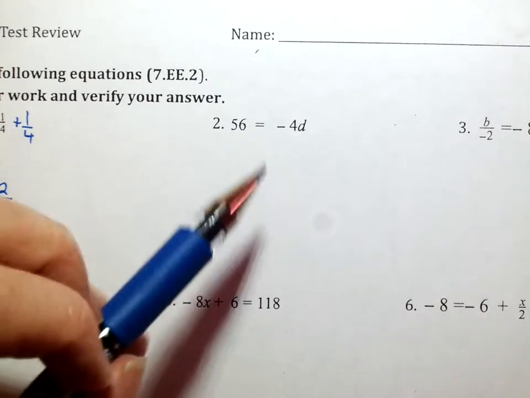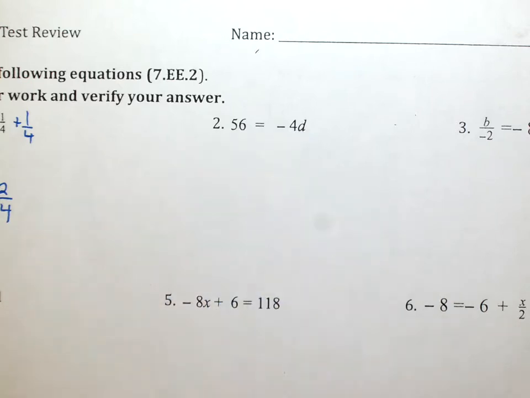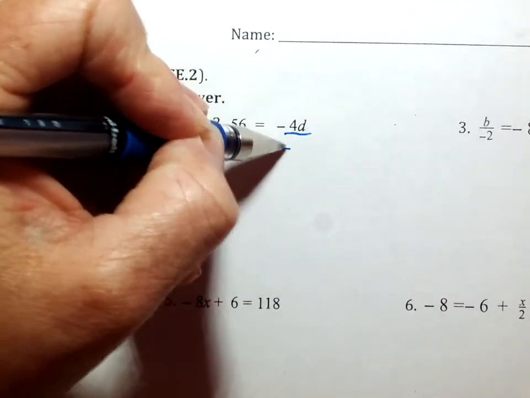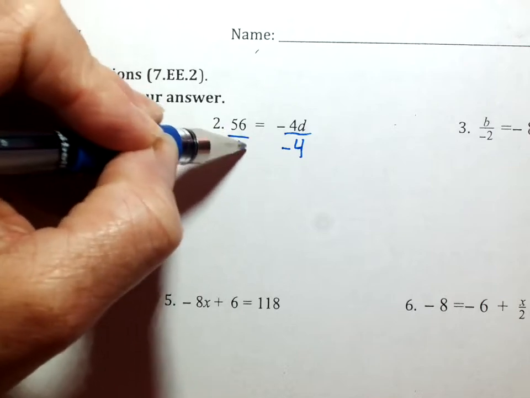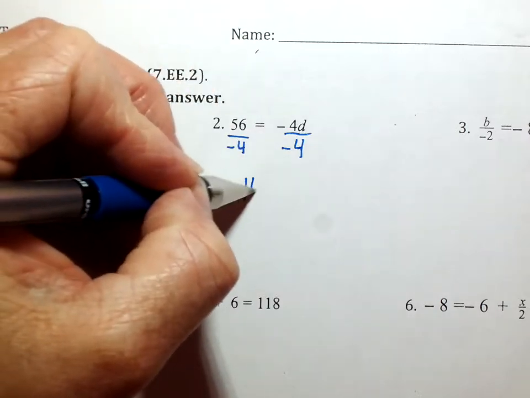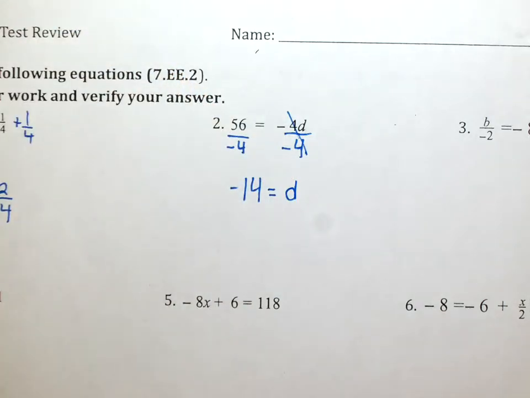Now that you've completed number 2, you should have thought, oh, -4 next to d means that I'm multiplying. I have to do the opposite, which is to divide. Divide both sides by -4. In your calculator, you should have put 56 divided by 4 and then the negative sign so that you get the correct answer, which is -14 equals d. Correct anything that's incorrect, pause the video, and work on number 3.